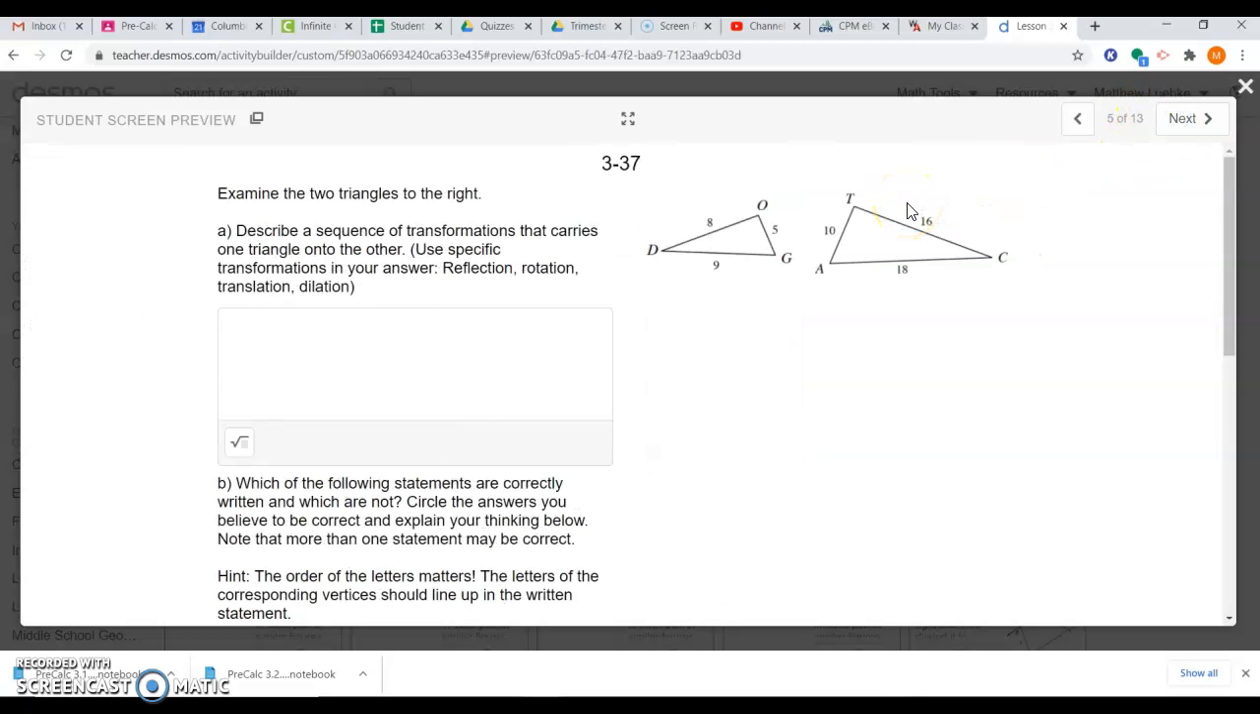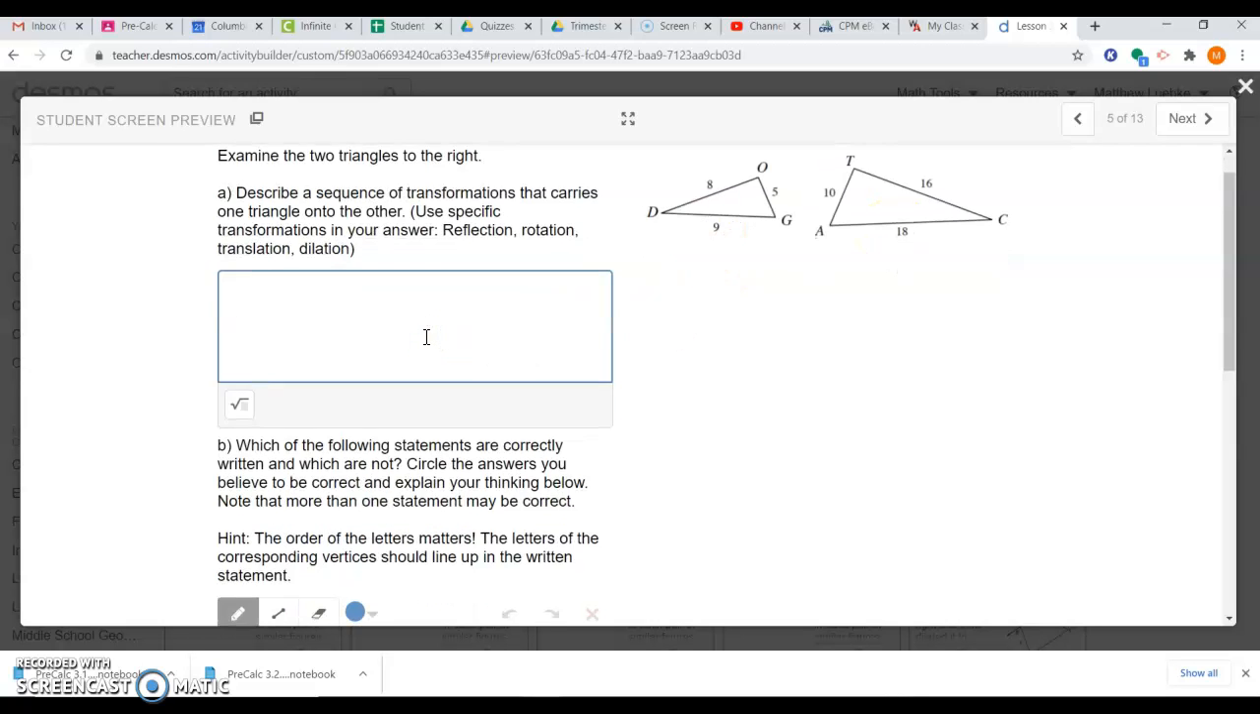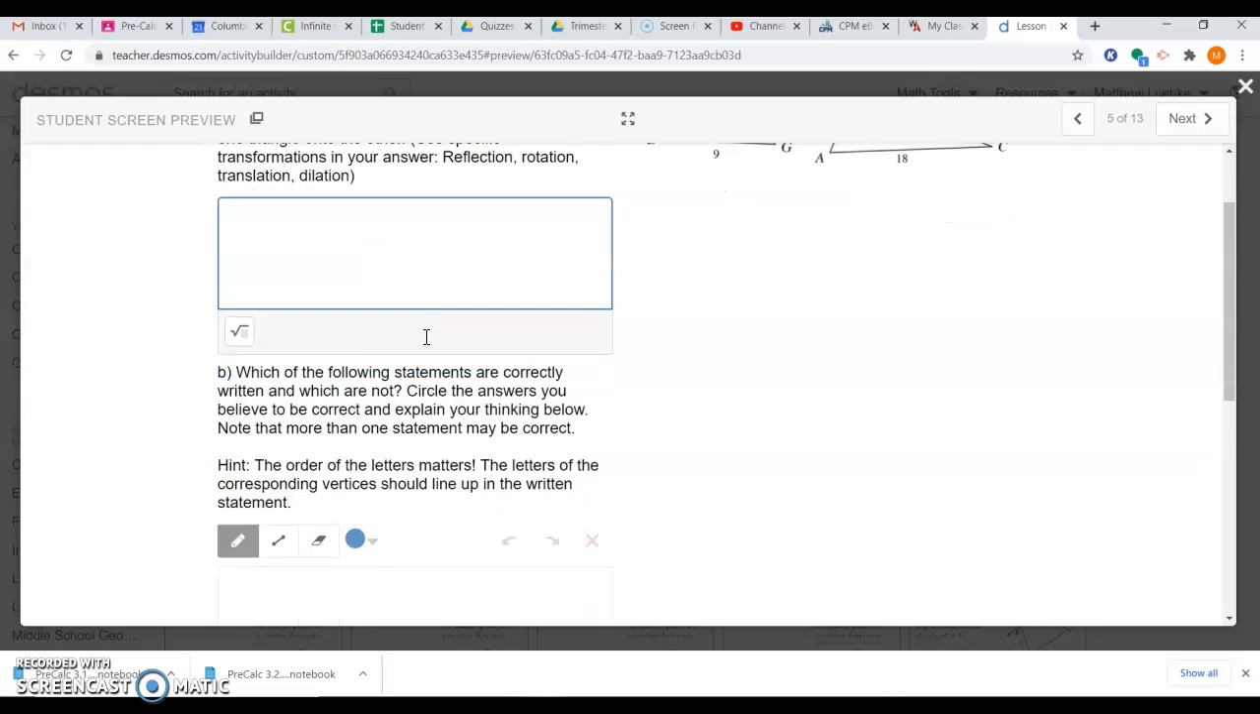On to the next one. We need to describe the series of transformations that would get this triangle DOG on top of this triangle CAT. Okay? And so you got to use reflections, rotations, translations, or dilations to get it so that they're exactly on top of each other, and we want to describe what those transformations were in the series you used them in.